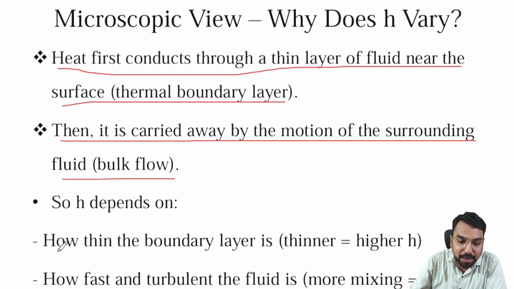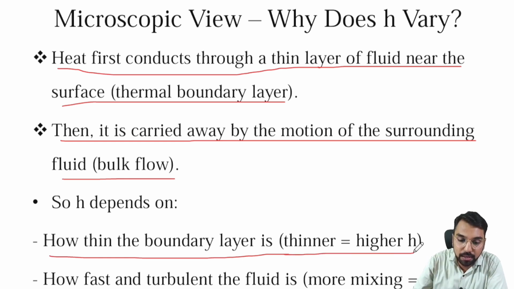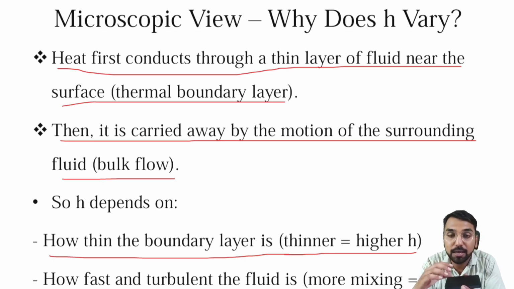So these are the main microscopic views to vary the H value. H will depend on how thin the boundary layer is. If the boundary layer which is in touch with the hot plate is very thin, then the H value is more, as it is written here. And the faster or more turbulent the motion of the fluid, or the mixing, the higher the value of H. So what I mean to say here is, if this first layer has very little thickness, then the convective heat transfer coefficient H value will be more.